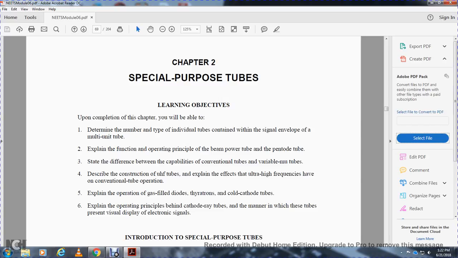Describe the construction of the UHF tubes and explain the effect that ultra-high frequencies have on conventional tube operation. Explain the operation of the gas-filled diodes, thyratrons, and cold cathode tubes. Explain the operating principle of cathode ray tubes and the manner in which these tubes present a visual display of electronic signals.